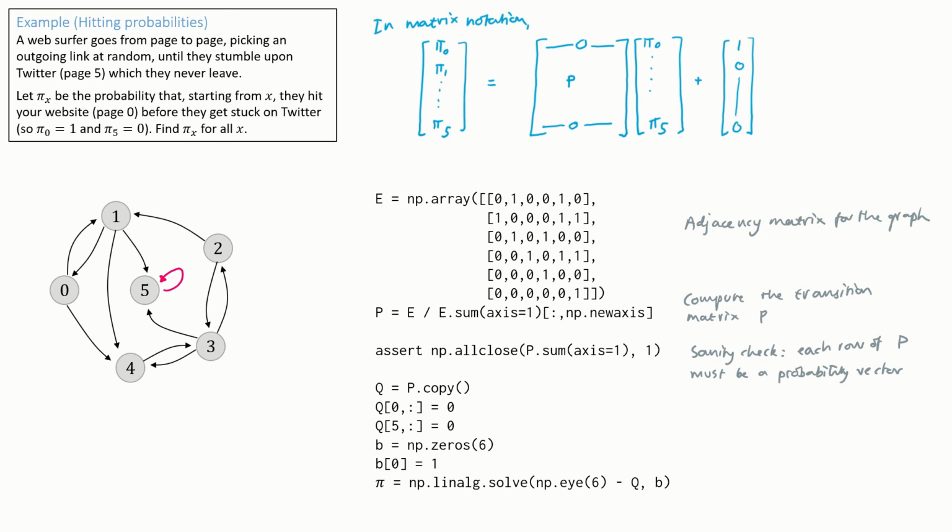I always like to do a sanity check when I'm doing computations with Markov chains. Each row has to sum to 1. In other words, from every state, the sum of the probabilities of all the possible transitions you can make out of that state must be equal to 1.